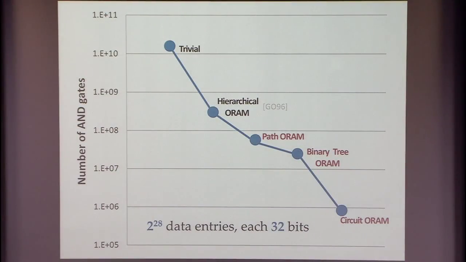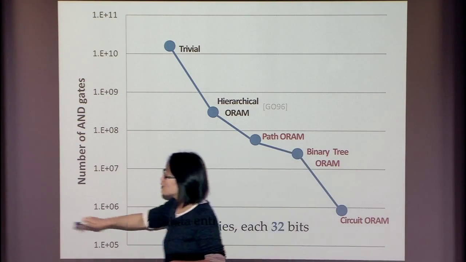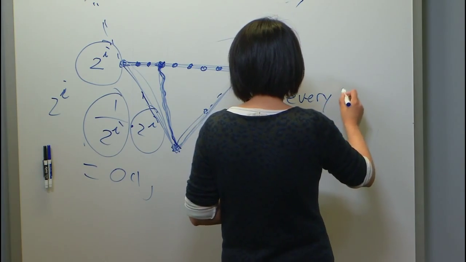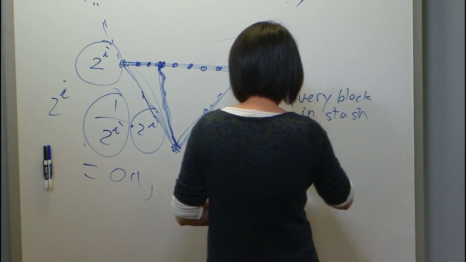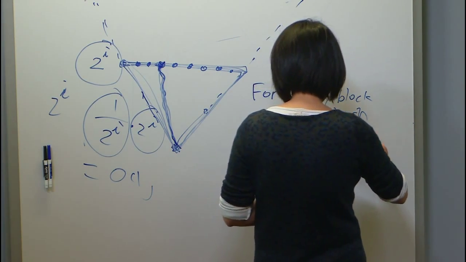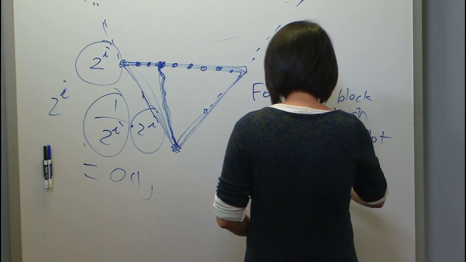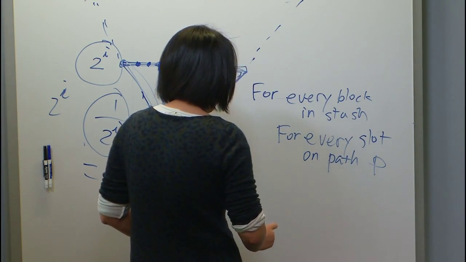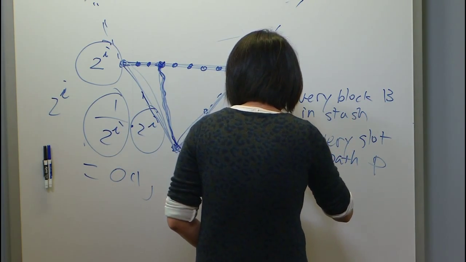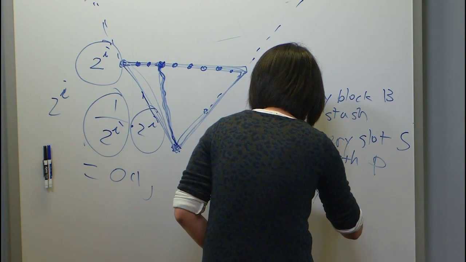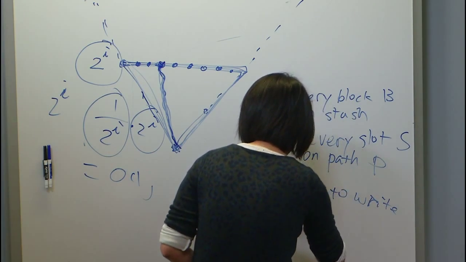This graph? Yeah. So now we are in secure computation land, right? So everything has to be implemented as a circuit. In Path ORAM, if you want to evict the stash onto your path, the naive way is to do a double loop. You say for every block B in your stash, and then you look at every slot on the path P. Let me call the slot S. I'm going to try to write B to location S.